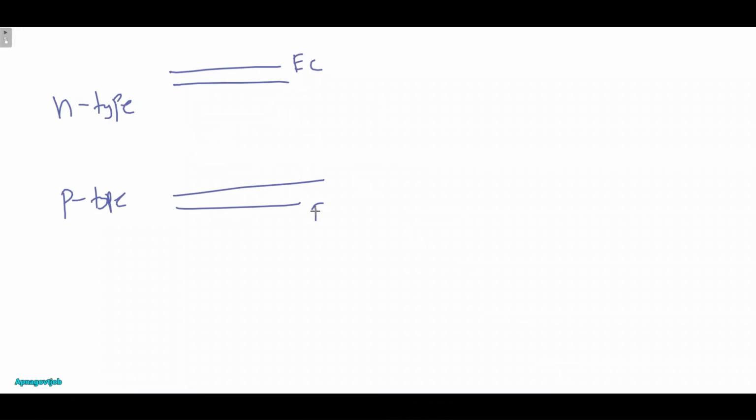Now we understood that in n type, the Fermi level is on top, just below the conduction band, and in p type the Fermi level is just above the valence band. Okay, above the valence band. Let's say this is ED and this is your EA. Now this is everything happening at room temperature.